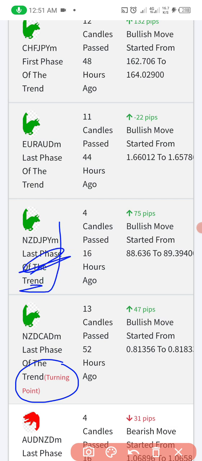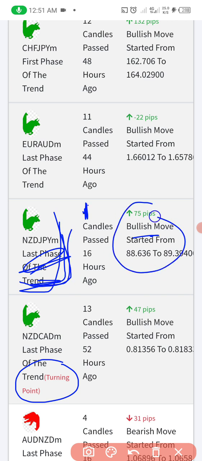I'll generally wait for New Zealand JPY to turn to one candle bearish move, because after a last phase, we must see a first phase. Now, this is the last phase, so I will be expecting a first phase of a sell, which is a bearish move here, until it turns before I can do anything.